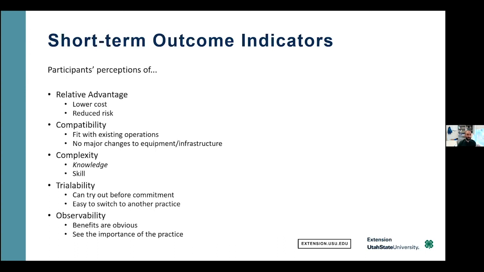So this is just an example of the subcomponents of each attribute of the innovation. These could be part of your short-term outcome indicators. So things like relative advantage, we talk about reduced risk and lower cost. That's basically their perception of how risky something is to do. If it would result in a lower cost, what are the benefits of doing something? You have compatibility, meaning that it fits with what they're already doing. If there need to be any changes in the current infrastructure, those are important things. You have complexity, trialability, observability.